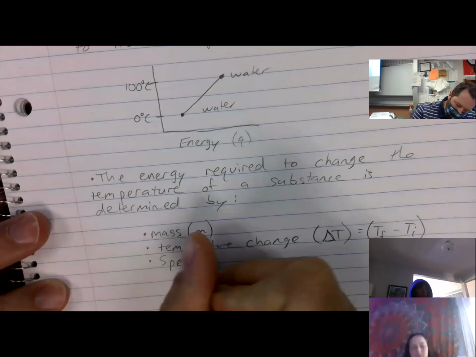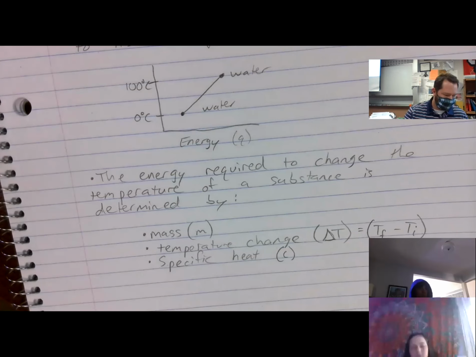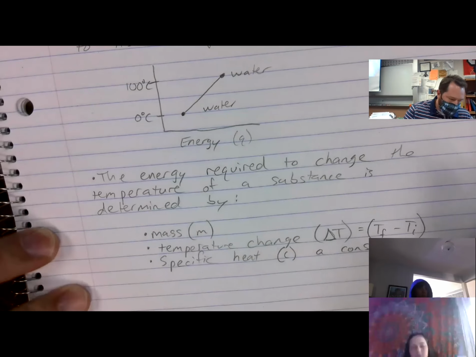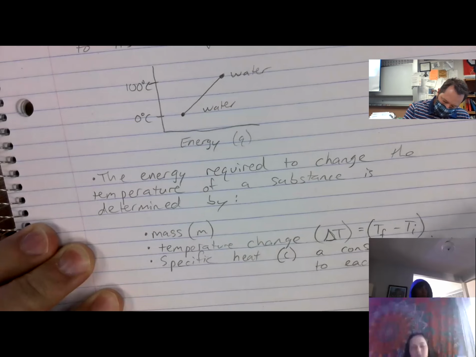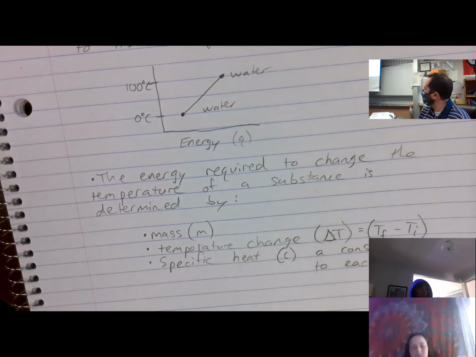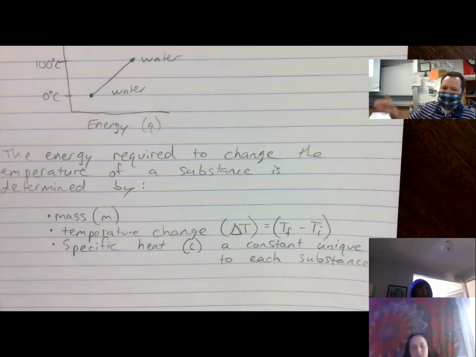And then finally, new variable here called specific heat, which we symbolize with a C. And specific heat is a constant, much like the enthalpies from Monday. It's a constant. It's unique to each substance. Each substance has its own specific heat. Not only that, not only does each substance have its own specific heat, but each phase of each substance has its own specific heat. Liquid water has a different specific heat than solid water, ice. Different specific heats.